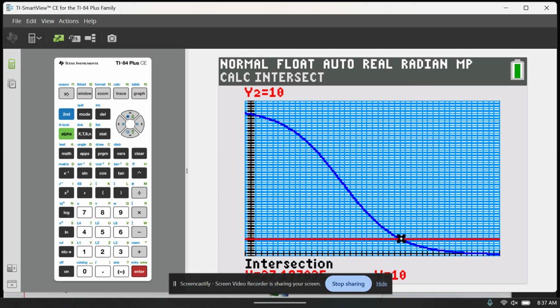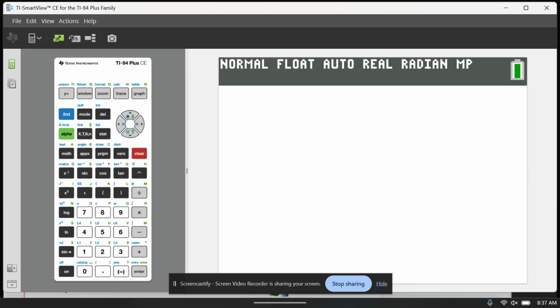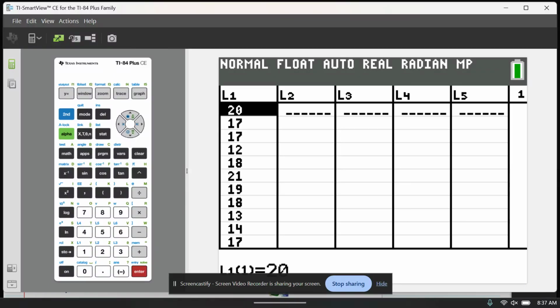I'm going to clear out anything that I've got graphed. I'm going to clear. Then I'm going to hit the stat button, and under edit, I'm going to hit enter. Look at your list. Do you have L1 and L2 there? I don't care if you have L3, L4, and L5. We don't need those. You just need L1 and L2. Does anybody not have an L1 and an L2 there? It doesn't matter if you have data in there or not.